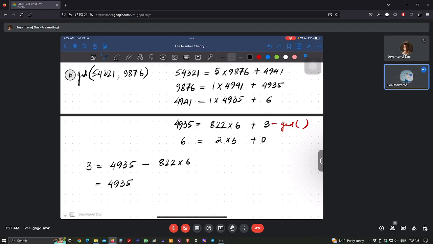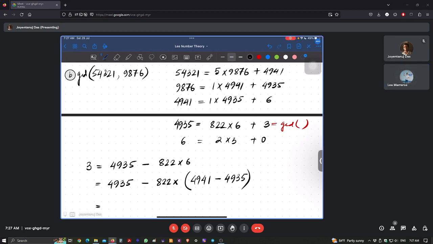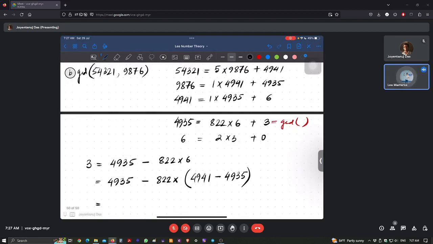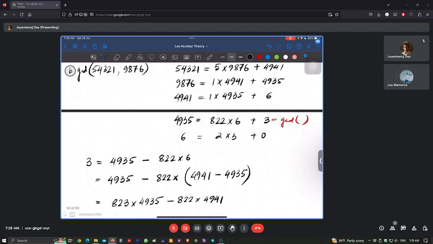Then 6 we have to replace, right? 6 will be 4941 minus 4935. So we should first combine that, right? So 823 minus 4941. Right. Now we have to replace 4935.